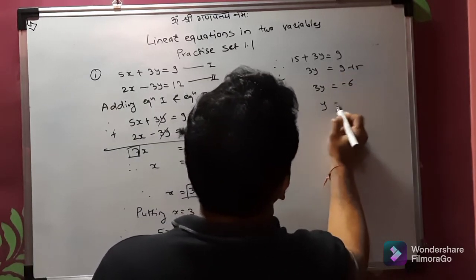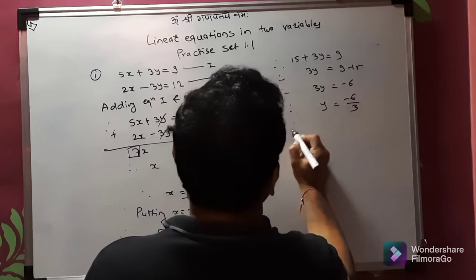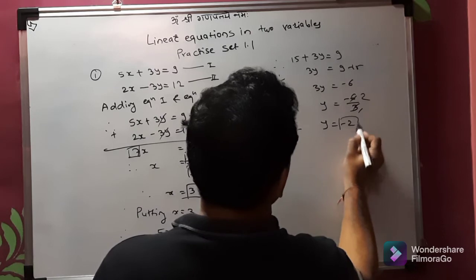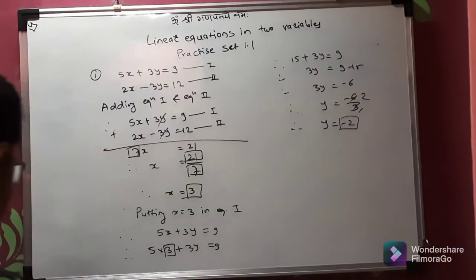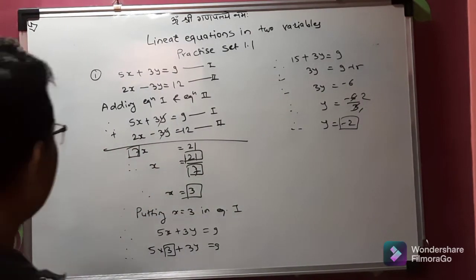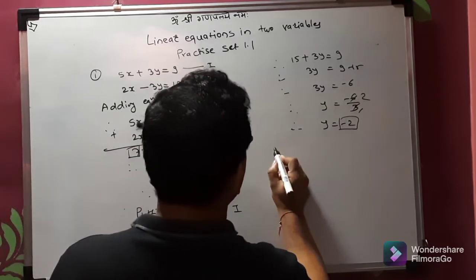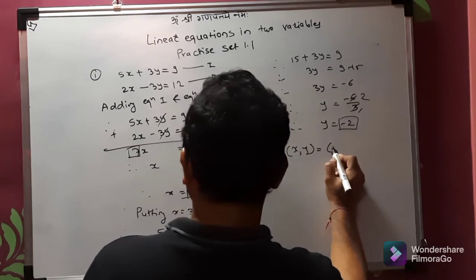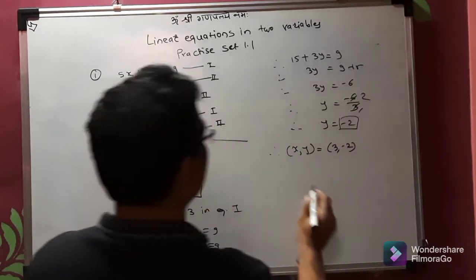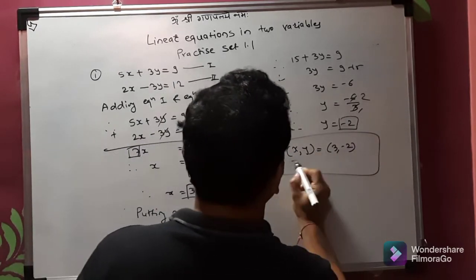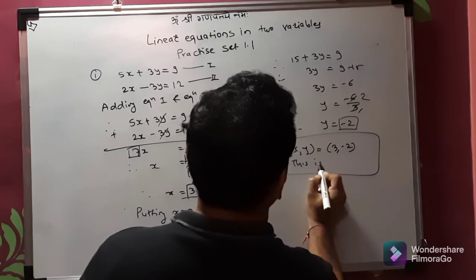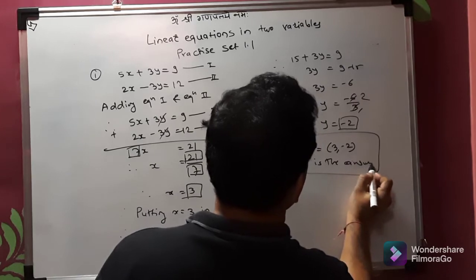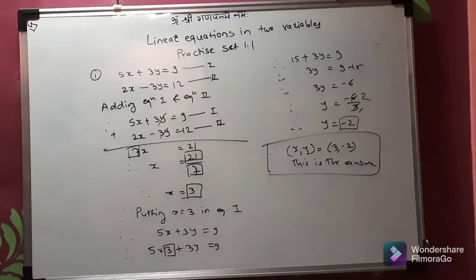So y is equal to minus 6 divided by 3. 3 ones are 3, 3 twos are 6, so minus 2. This is the answer: y is equal to minus 2 and x is equal to 3. So how to write the answer? x comma y is equal to 3 comma minus 2. This is the answer.